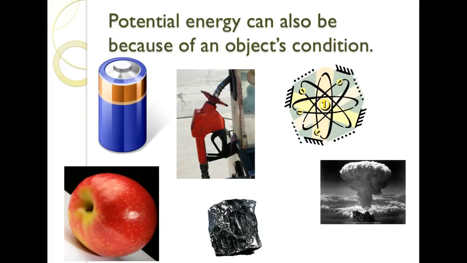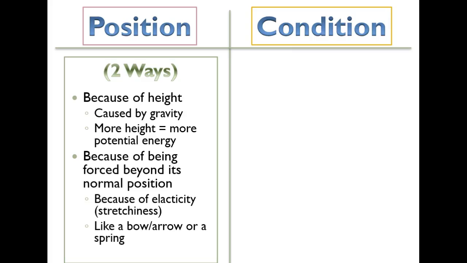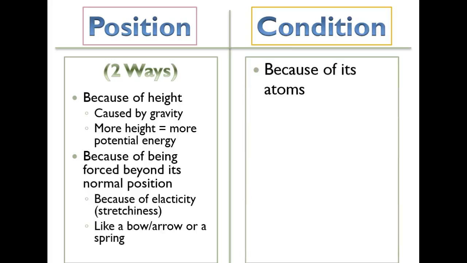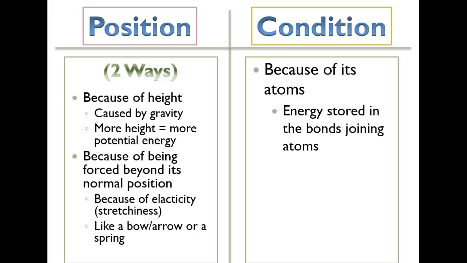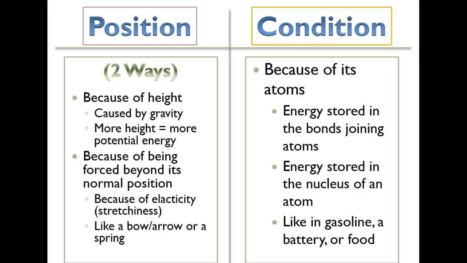So let's make our notes catch up with this idea. On the condition side, let's write: when we say an object has potential energy because of its condition, we're talking about its atoms. Either the energy that's holding them together, those bonds, you break them apart, you can use that energy, or the energy that's inside the nucleus of that atom. The protons and neutrons in uranium are held together with that strong force. We split the nucleus, we can use that energy. Examples of this would be gasoline, a battery, or even the food we eat.